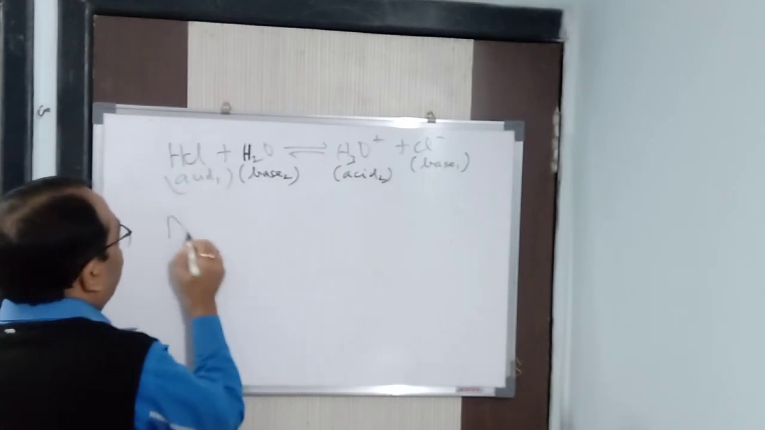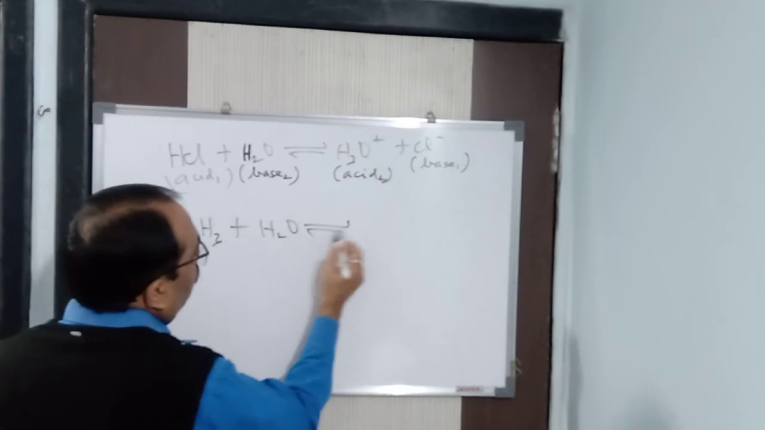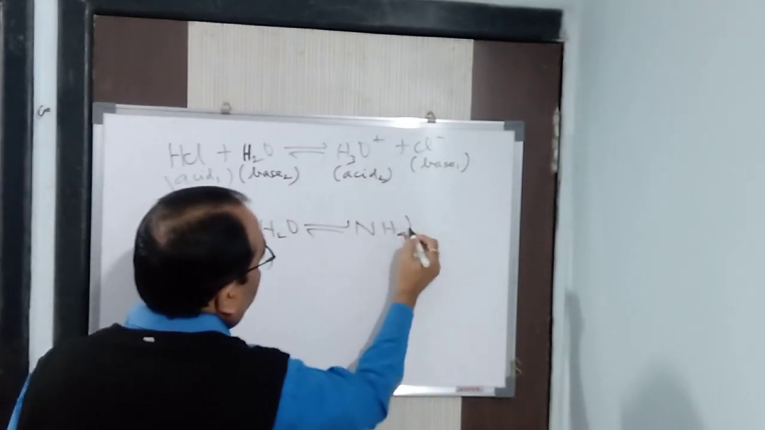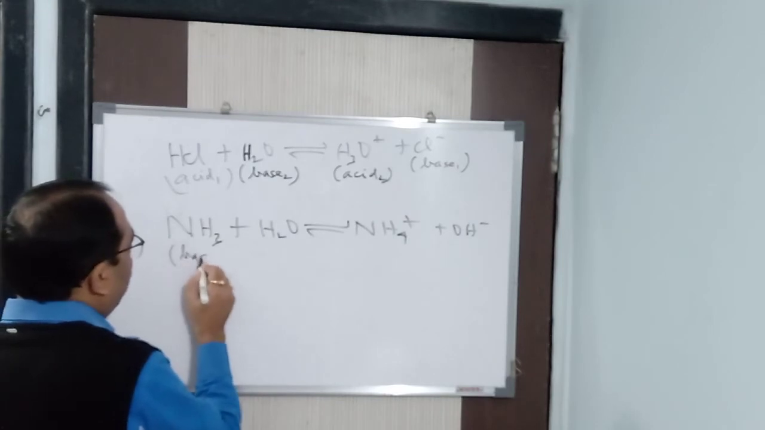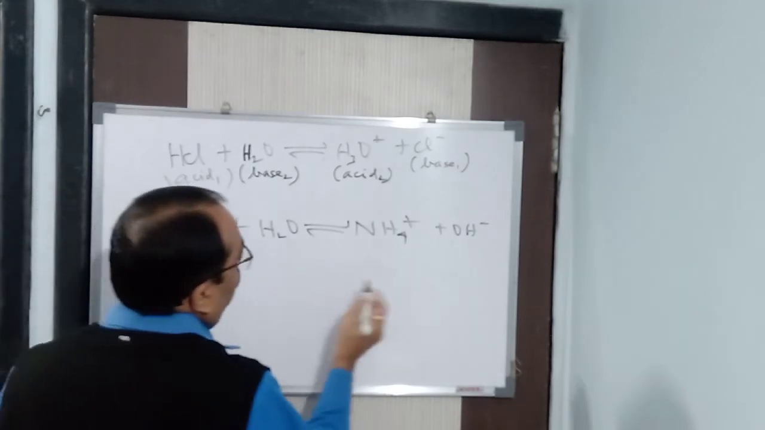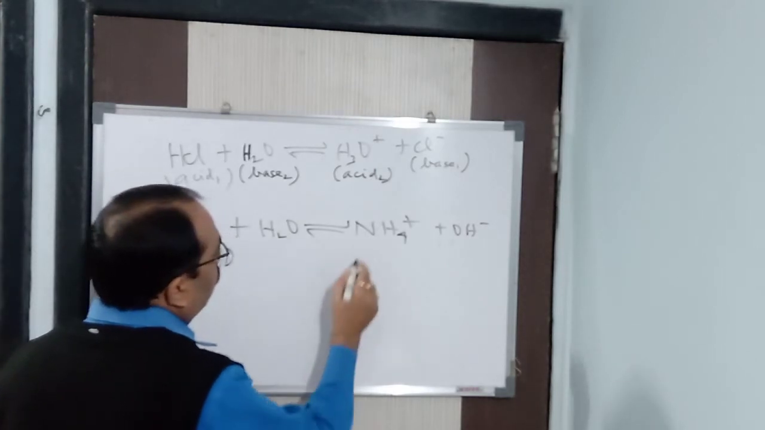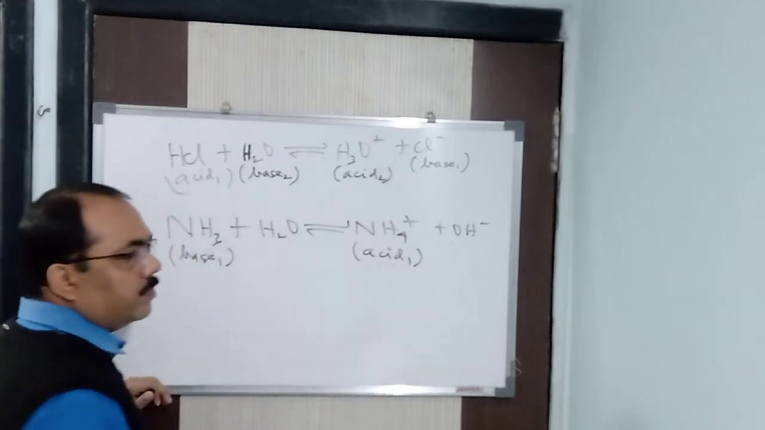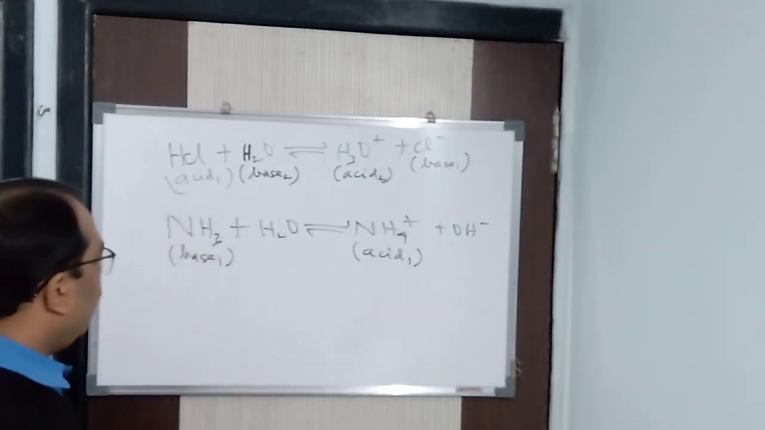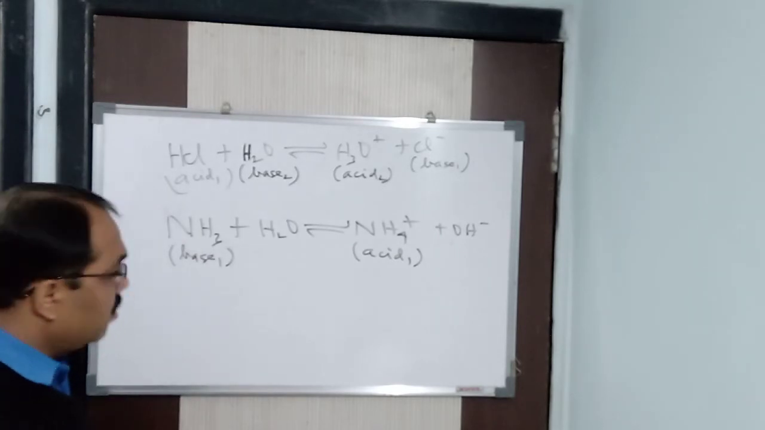Fine. Now ammonia plus water forms NH4 plus and OH minus. You know ammonia is a base. Let us say it's base 1. Now what you find is that it gives you the ammonium ion, so it is an acid. Ammonia gains an H plus ion to form the ammonium ion. It gains, it's a base.